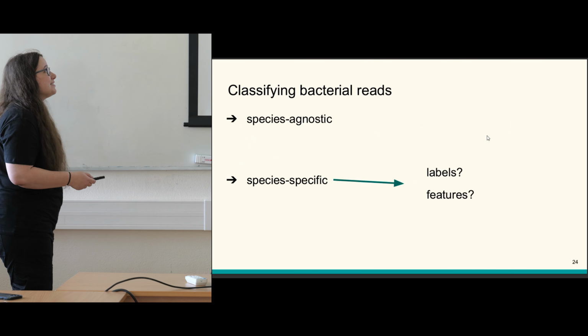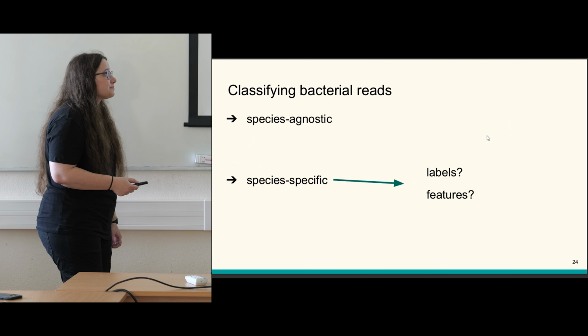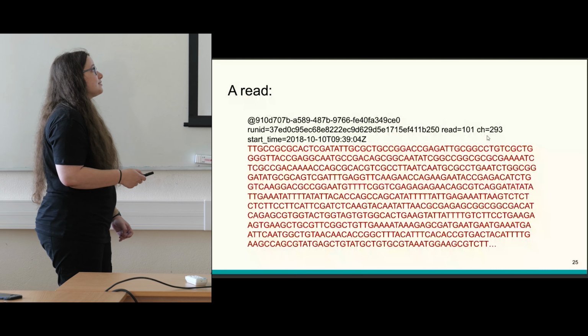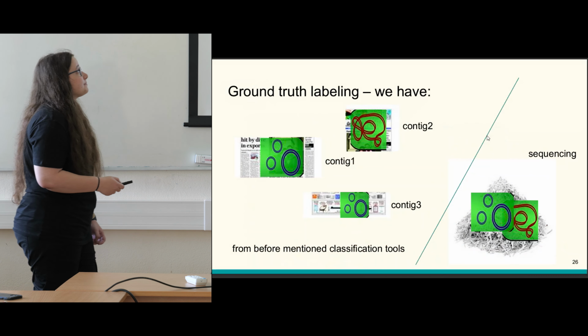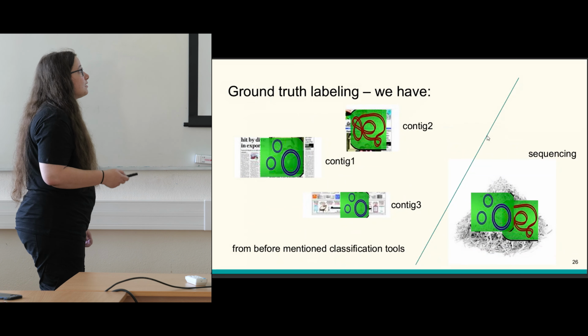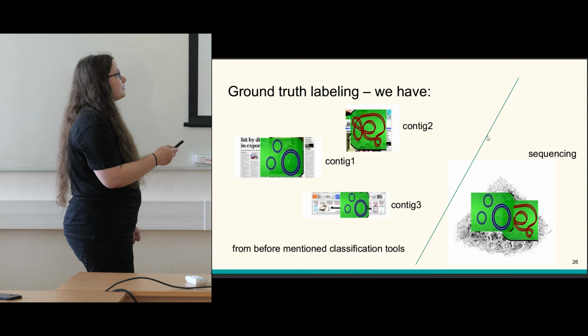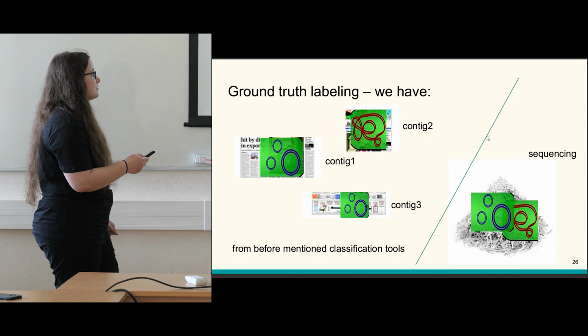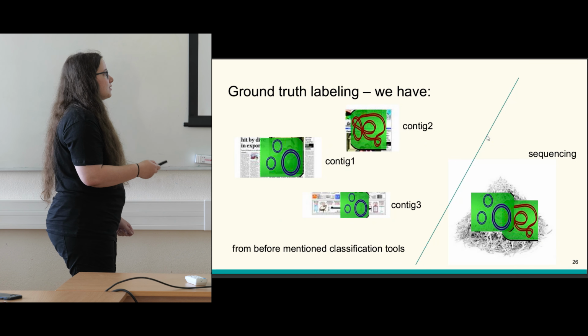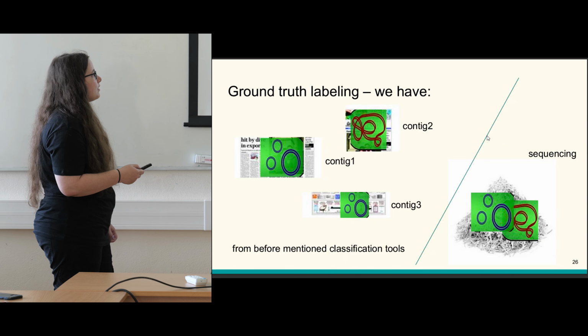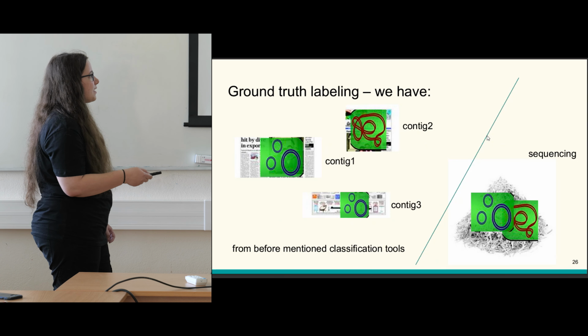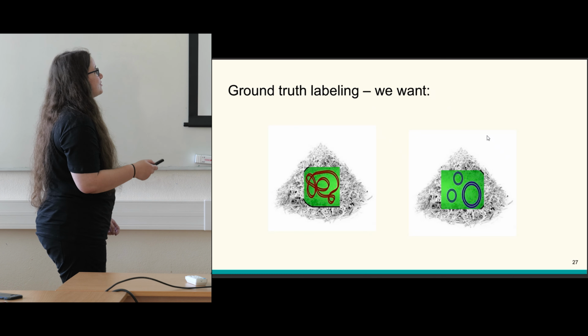And the natural question that arises here is what will be our labels and features, and how do we obtain them? So we have our read, and we would like to get some meaningful information from it. For the ground truth labeling, we can use the aforementioned classification tools. So we take our data and assemble the contigs. Then we can label the contigs based on the classifiers we can use. And then we somehow want to split this pile using this information. So this is the result we would like to get.